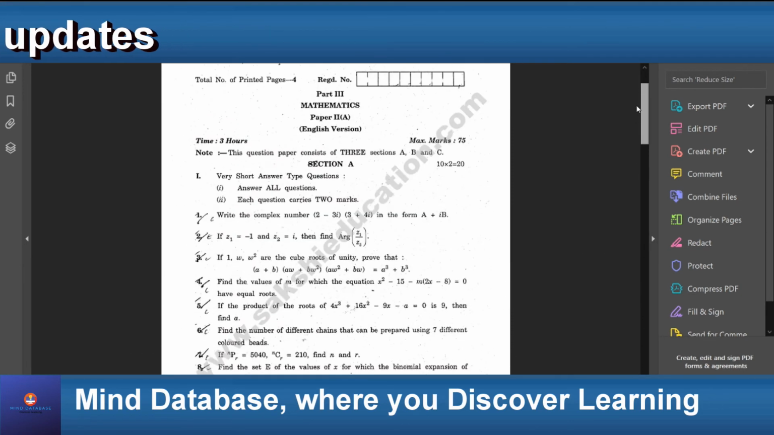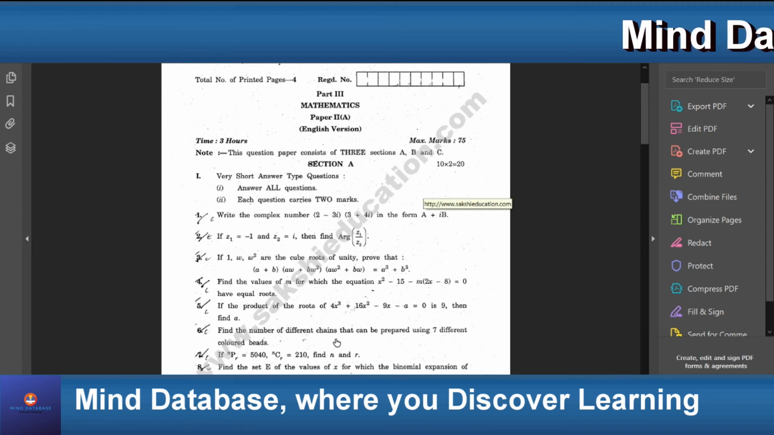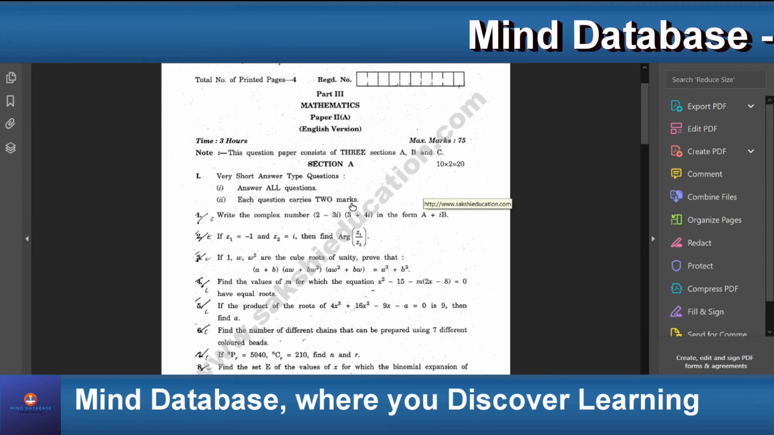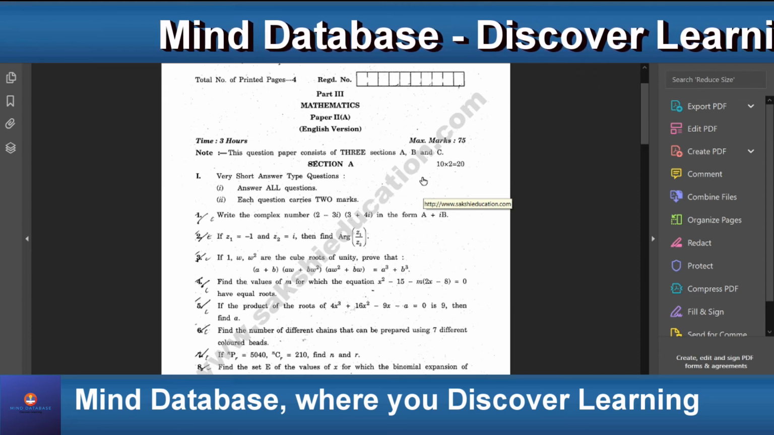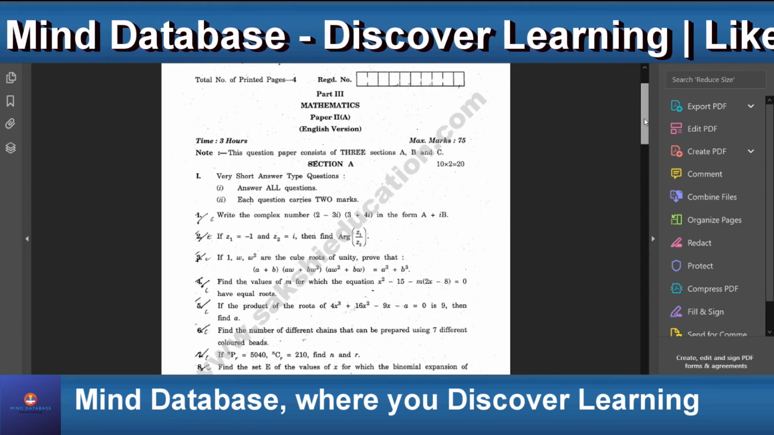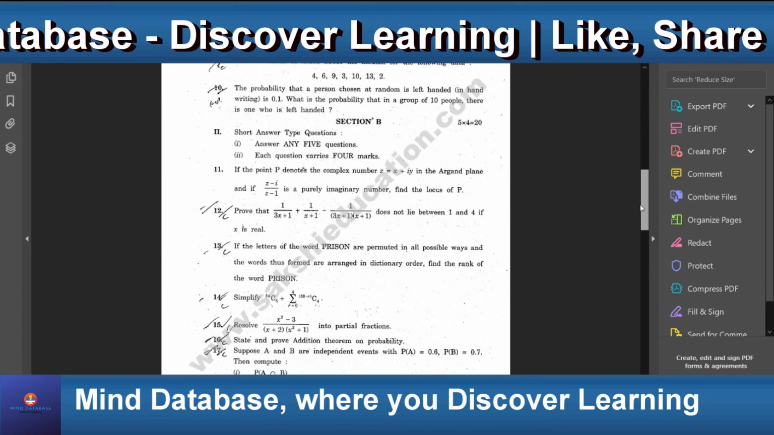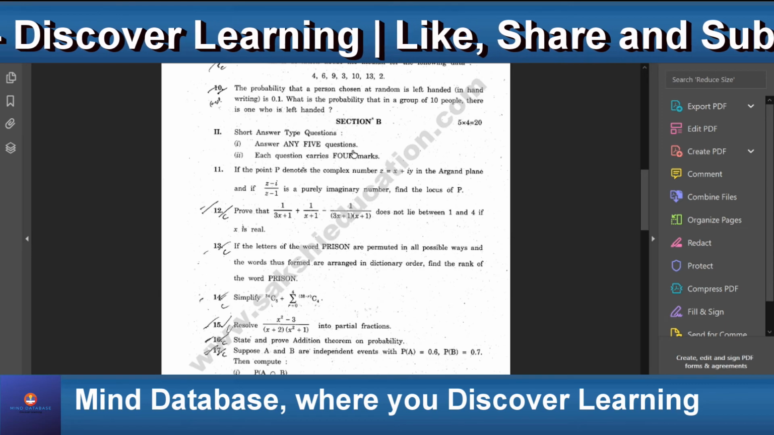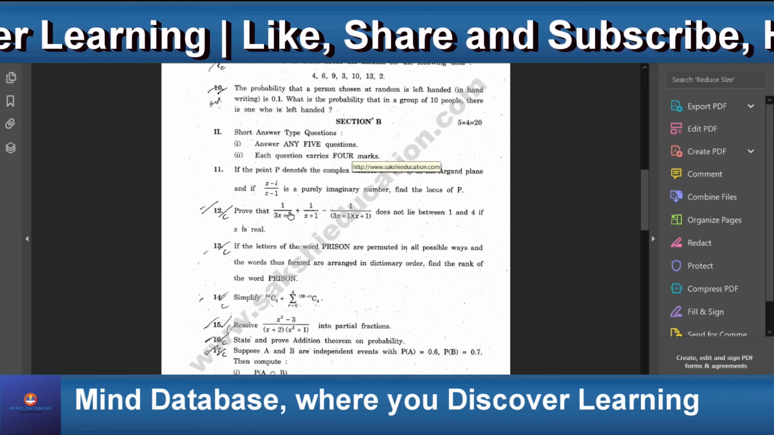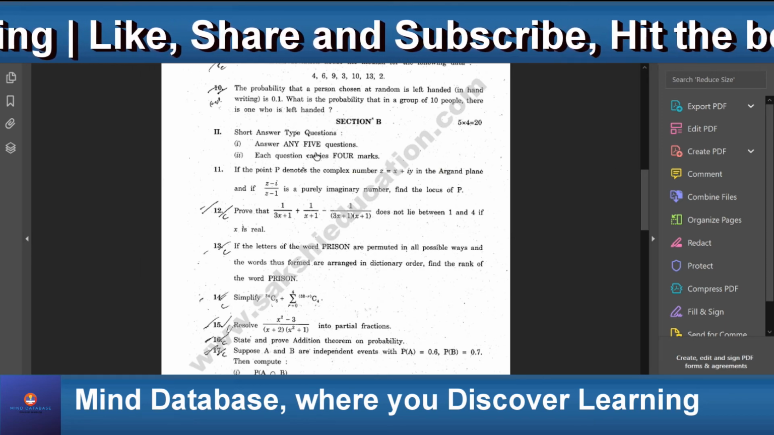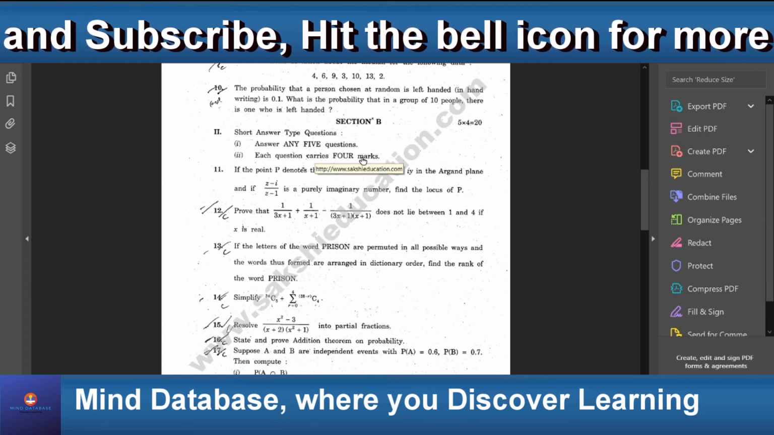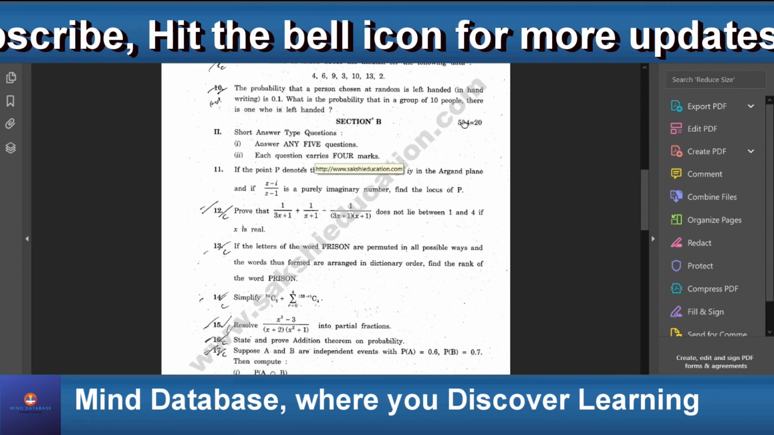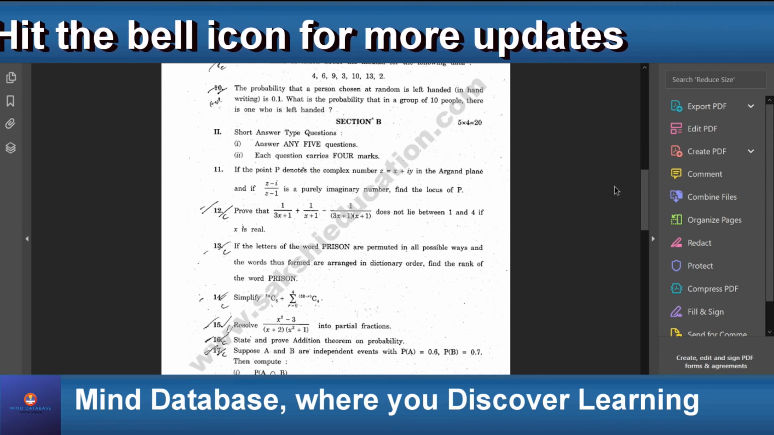So in section A, you will be given 10 questions and each question carries 2 marks and you have to answer all of them. So totally 10 into 2, 20 marks. Coming to section B, you will be given 7 questions and you have to answer any 5 questions and each question carries 4 marks. So 5 into 4, 20 marks.